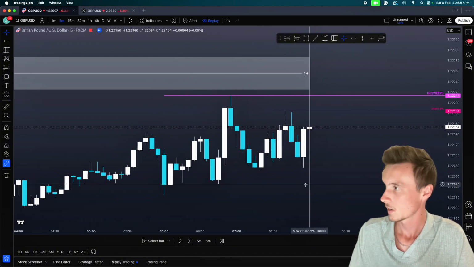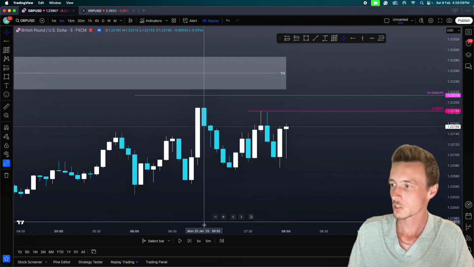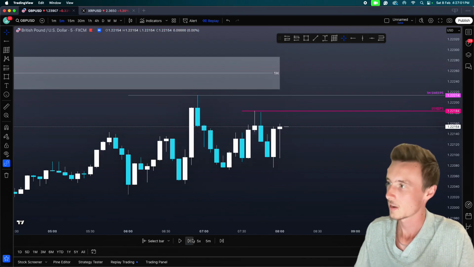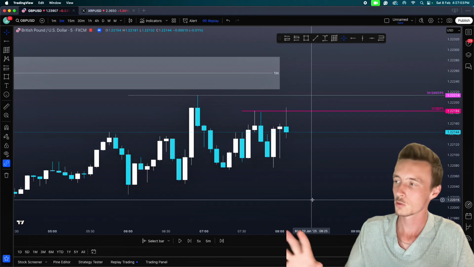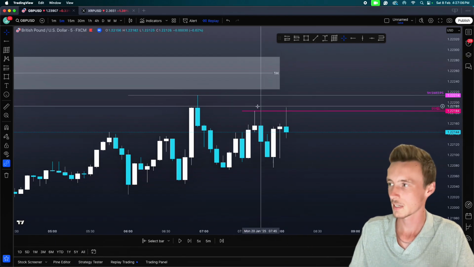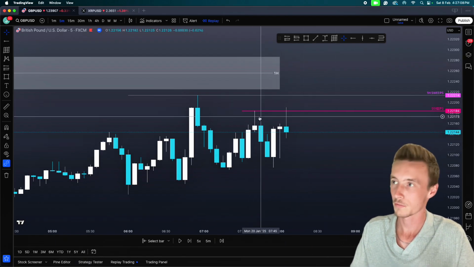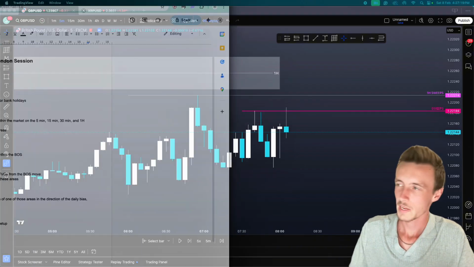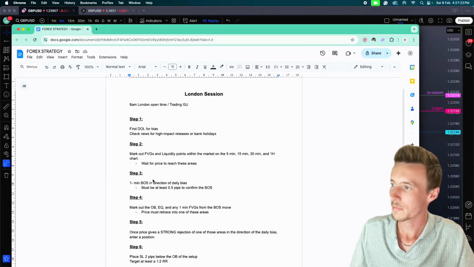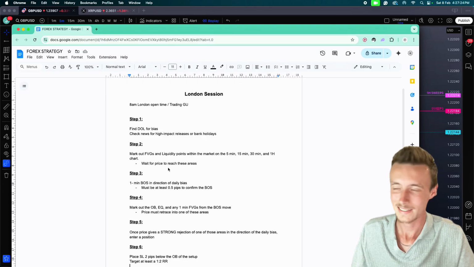I'll get rid of this session open, but we can tell the session is now open. We are now in London session, and then we'll play price forward a little bit until one of these areas get hit, which as we can see was this high that we had marked up on the 5-minute and on the 15-minute.